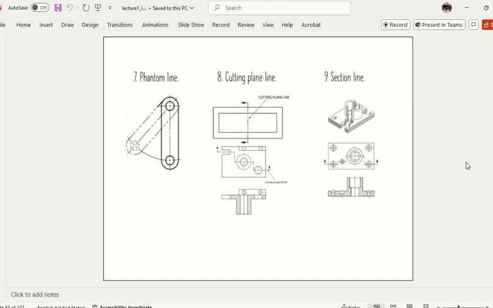This is my object, right? Yes. And this is the phantom line of the same object. No change in size, no change in shape. Only the location changes from here to here. Now what does it mean? The object can move from this location to this location. Got it? So the phantom line shows the movement of the object.